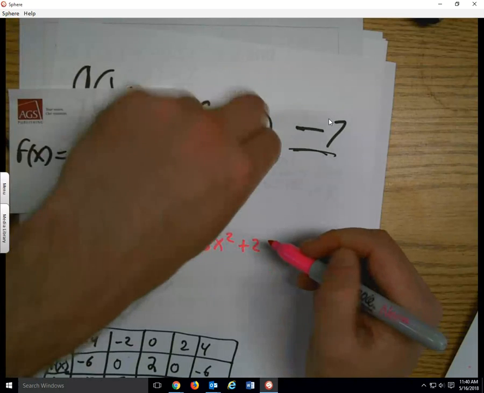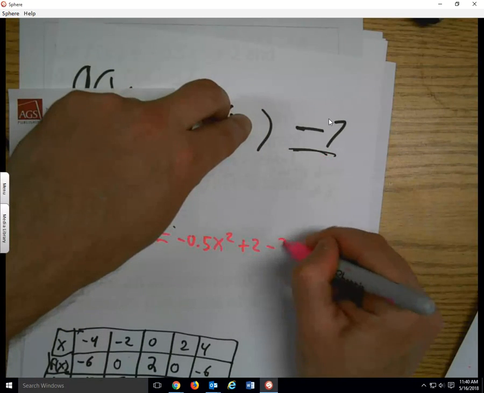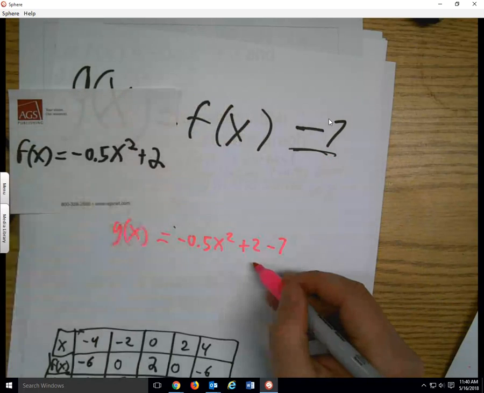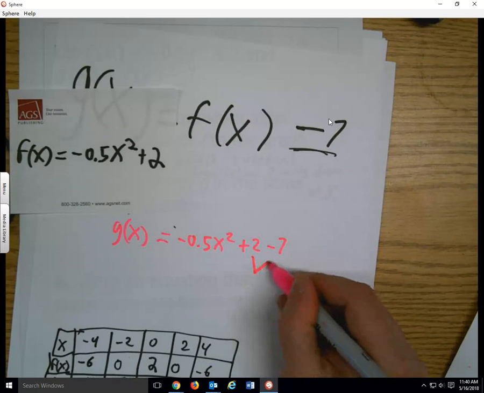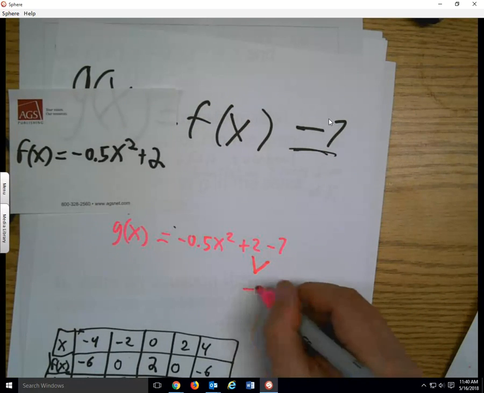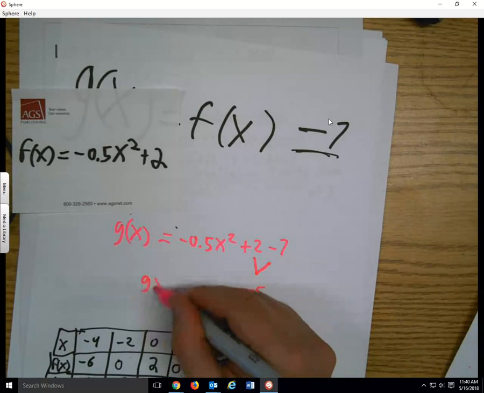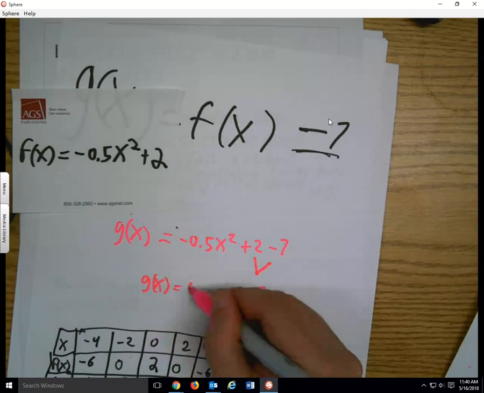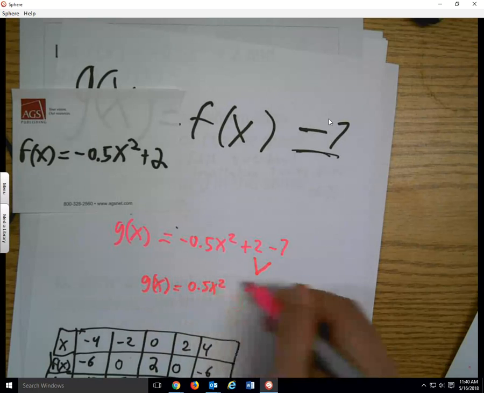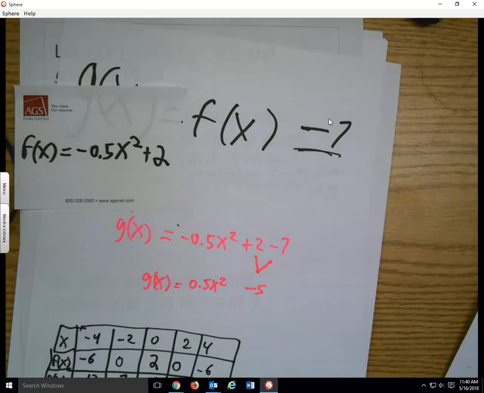That takes care of the f of x, but now we just need to take away 7. So the only calculation you can do is 2 take away 7 is a negative 5. So g of x equals 0.5 x squared minus 5. So that would be the answer to the third part of this question.